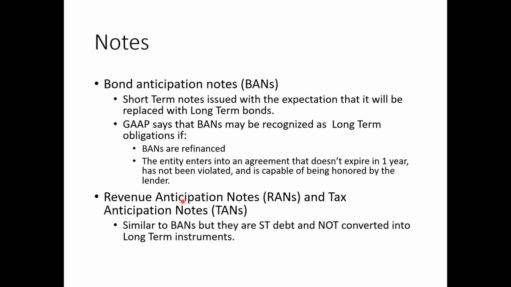We also have revenue anticipation notes and tax anticipation notes. The idea is very similar to BANs. But they're different from BANs in that they are short-term debt and are not converted into long-term instruments. So only the BANs can be reported as long-term obligations. The RANs and TANs can only be reported as short-term obligations or short-term debt.